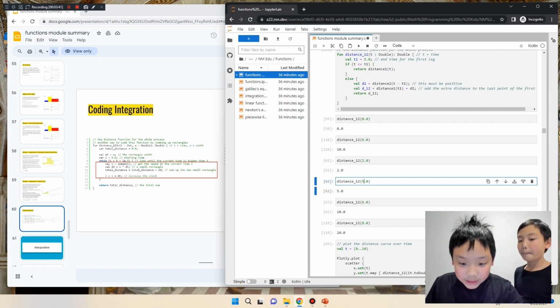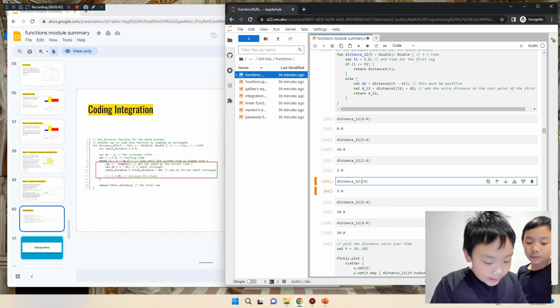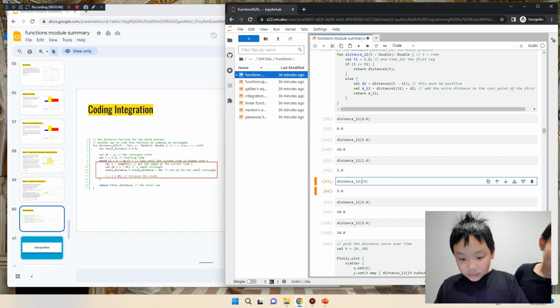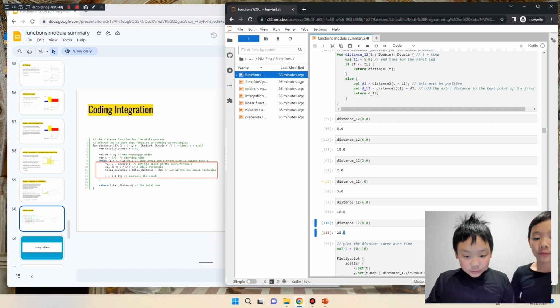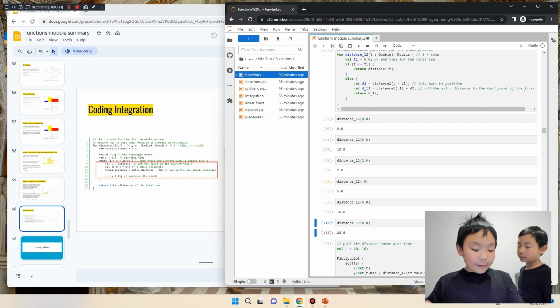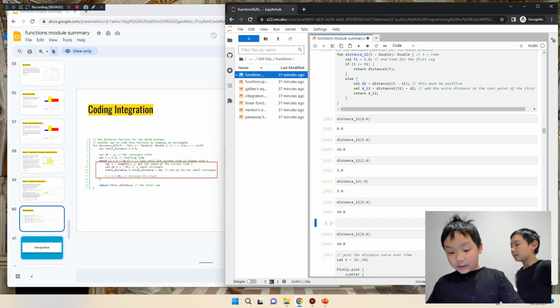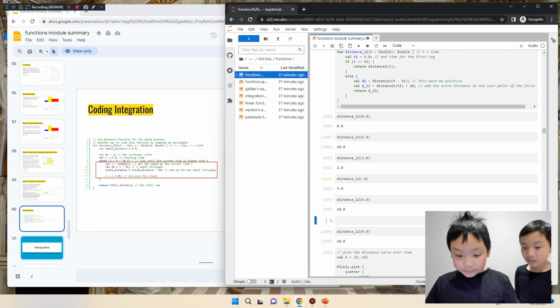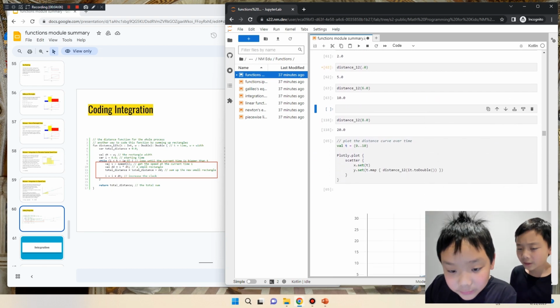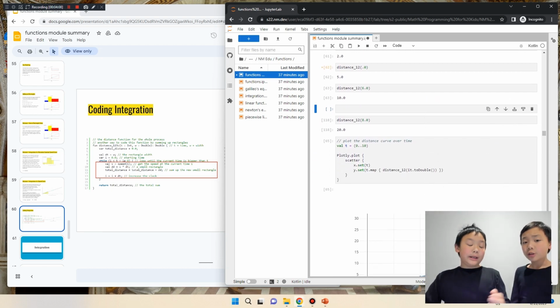Another example of this is we can add here, let's say 8. So here it is equal to 20 because the first 5 seconds is 5. But then you plus 15 because it traveled 5 meters per second for 3 seconds, which is equal to 15. Then you do 5 plus 15, which is equal to 20.